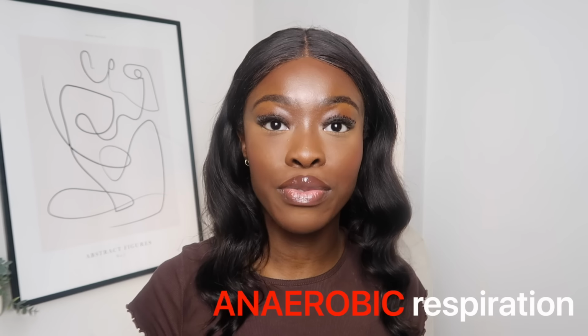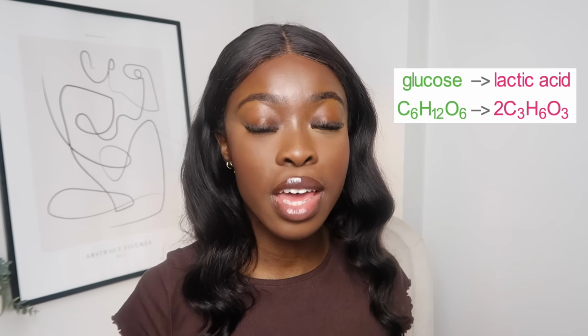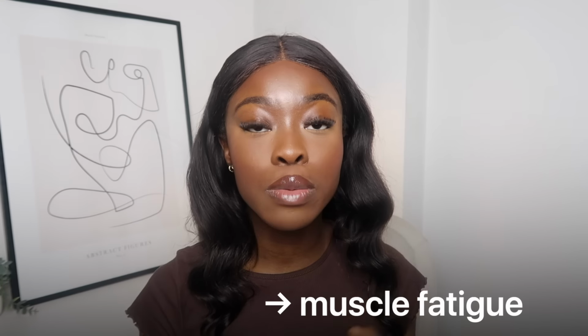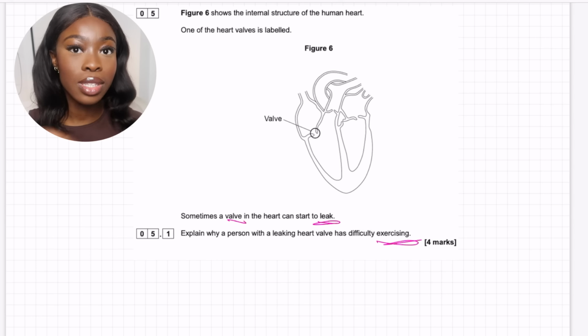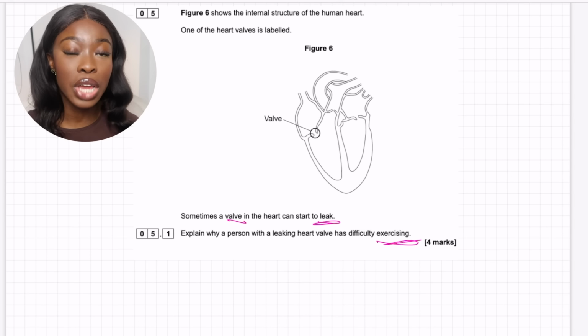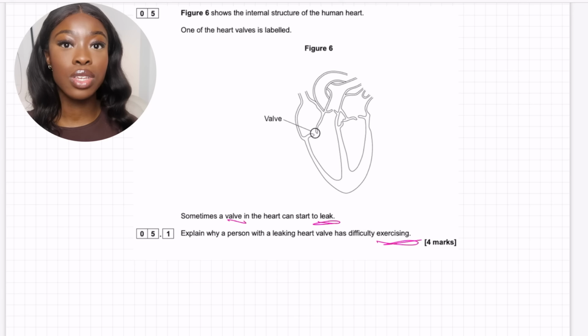And if you know the equation for anaerobic respiration, you'll know that it produces lactic acid. This can build up in the muscles and ultimately cause muscle ache, muscle fatigue, and ultimately all of these things will make it hard to exercise. That might have seemed like a really lengthy thing to write, but if you go step by step, it really makes sense and you really understand what to do to get the 4 marks.